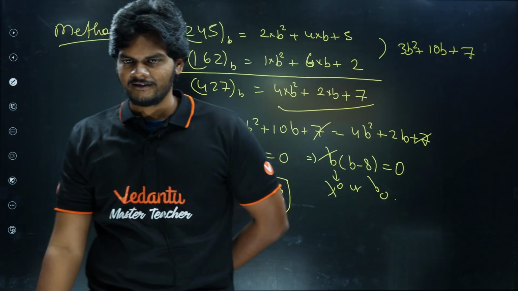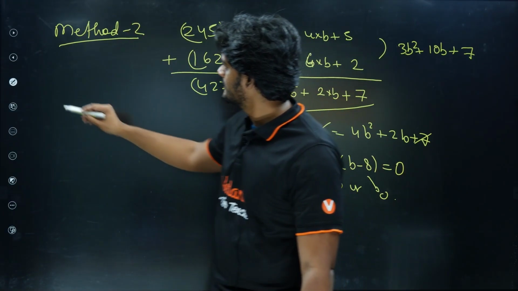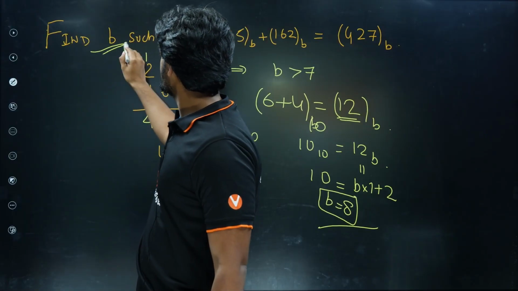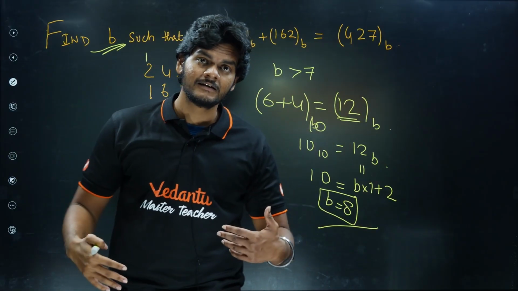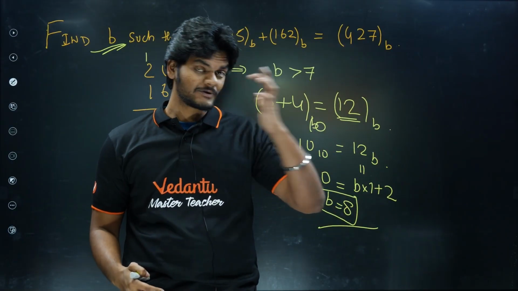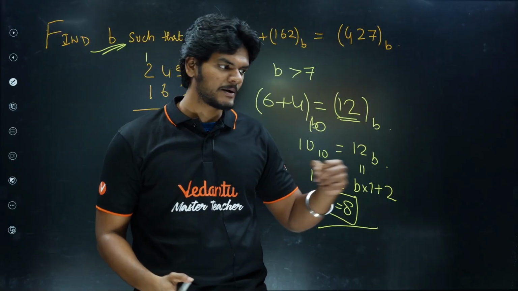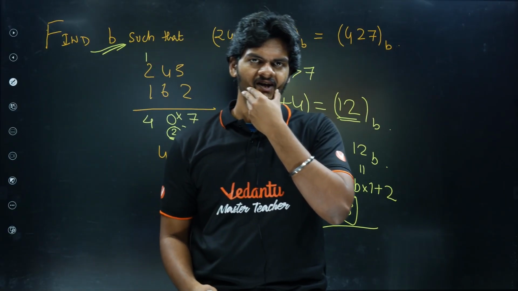So I hope this is clear how to solve these kinds of questions. If something is given like this, find the base such that something happens, this is how you solve it. You convert it into base 10, the conversion is normal, and then you apply algebra.